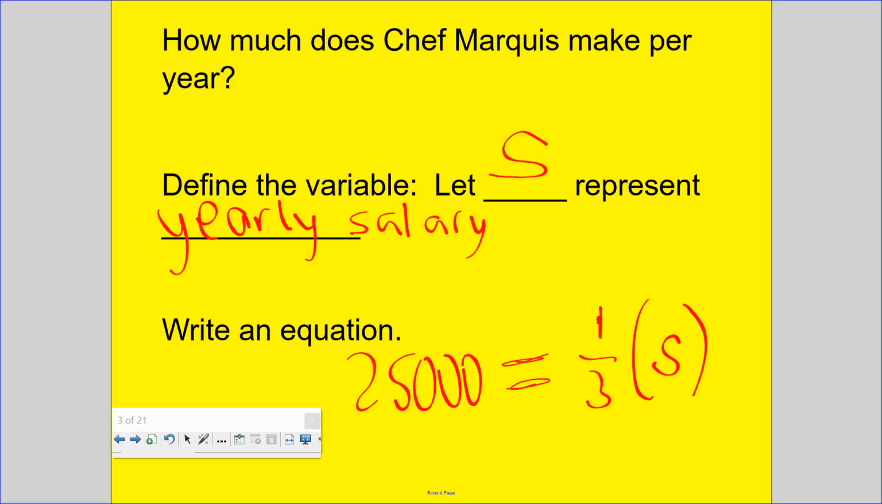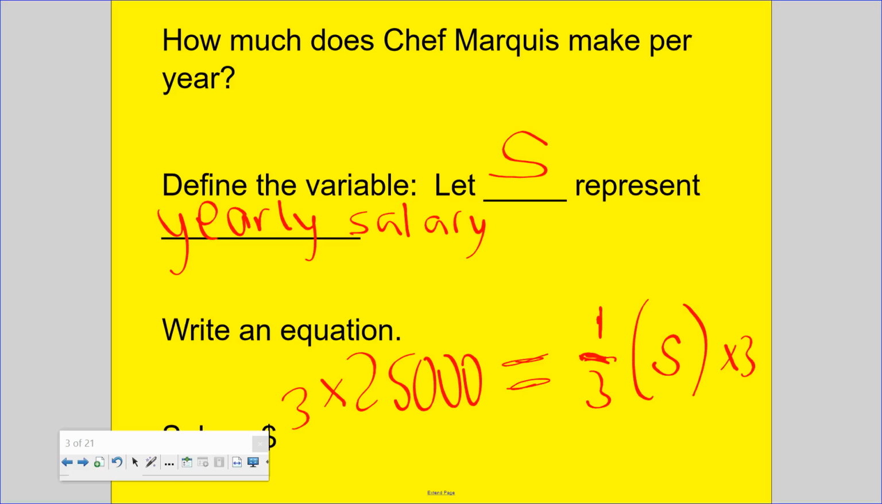We need to isolate this variable S. In order to isolate the variable S, you have to do the inverse operation. What is the inverse of divide by 3? That is multiply. So you multiply this side by 3, and you multiply this side by 3. 3 times 1/3 will cancel out to 1 whole. 3 times 25,000 is 75,000, his salary. So Chef Marquis makes 75,000. 1/3 of 75,000 is 25,000.